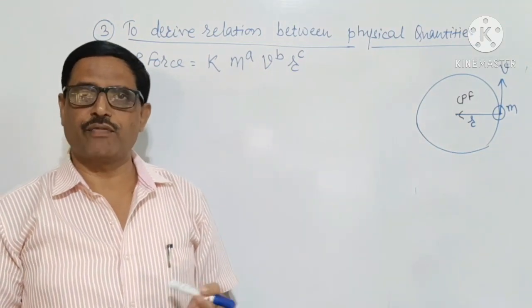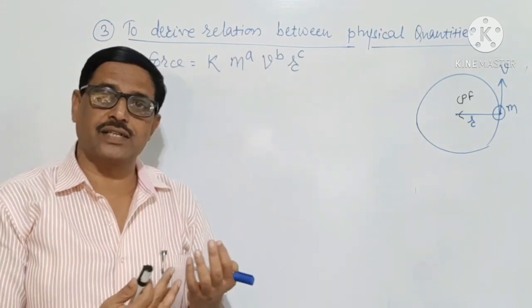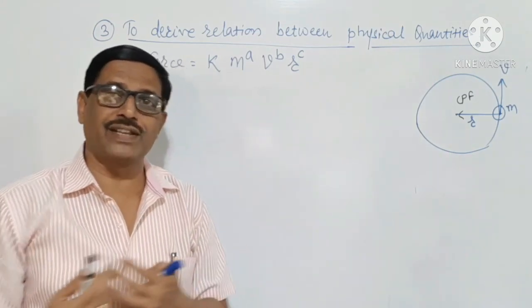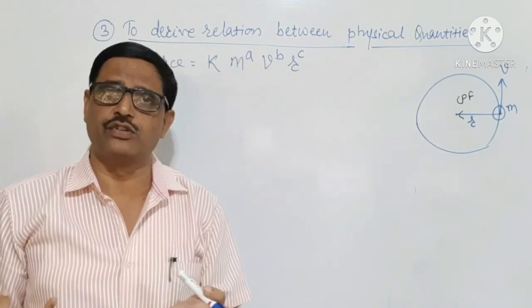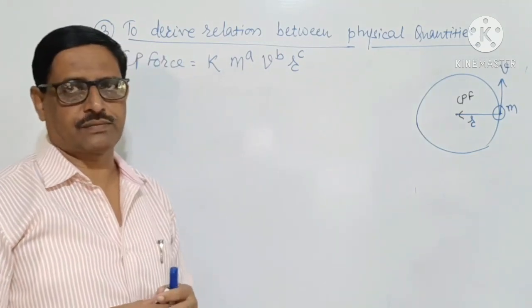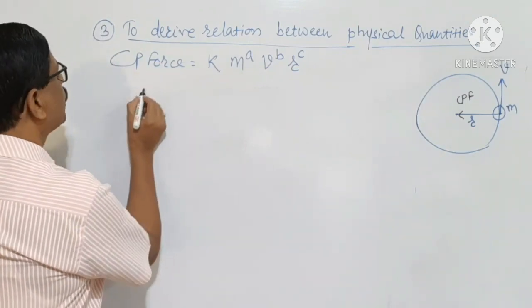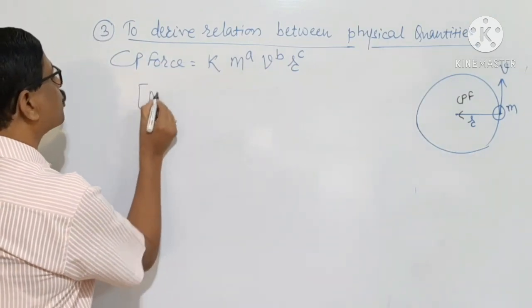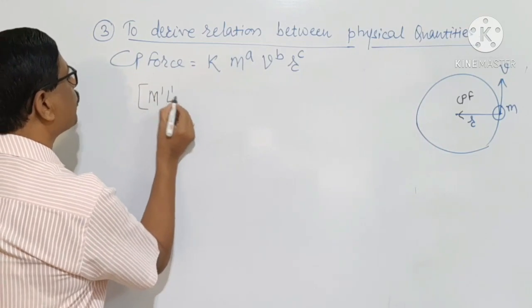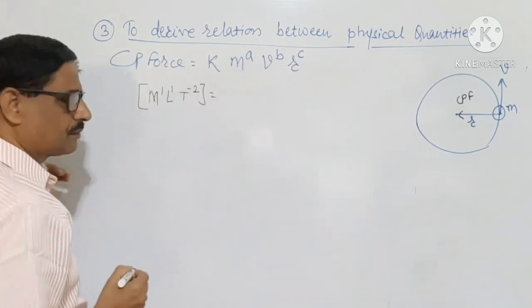Again, the job is simple. We will write dimensions on either side of the equation, and then we will equate them, and finally we will find out the values of a, b, c. Putting the values of a, b, c, we will get the relation. Here, this is the force. What are the dimensions of force? We know that the dimensions of force are M^1 L^1 T^-2.